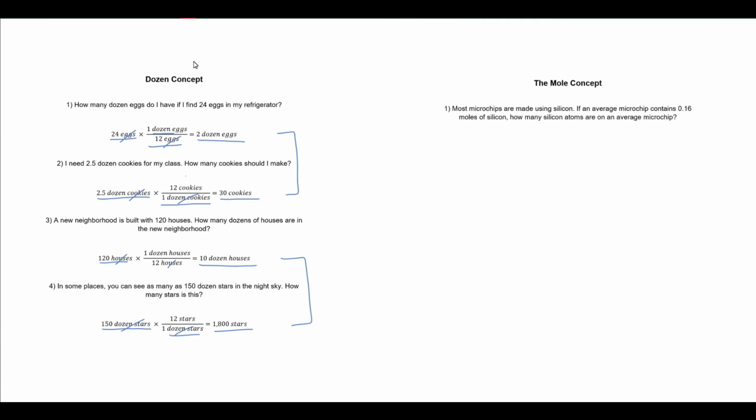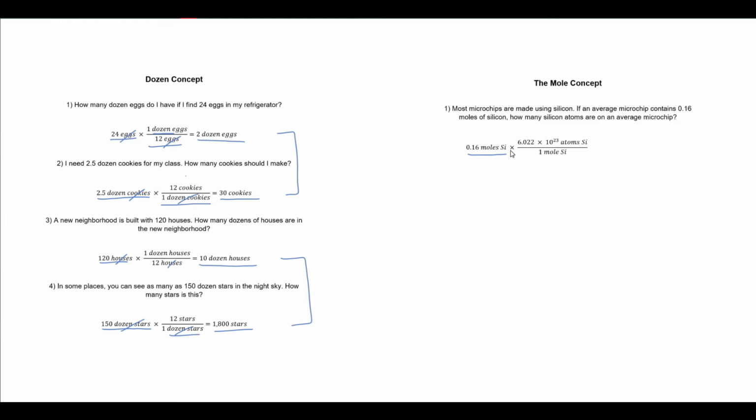Most microchips are made using silicon. If an average microchip contains 0.16 moles of silicon, how many silicon atoms are on an average microchip? Just like we did with the dozen problems, I'm going to start with what I'm given. I am given 0.16 moles of silicon. Now I need to convert from moles of silicon to atoms of silicon.